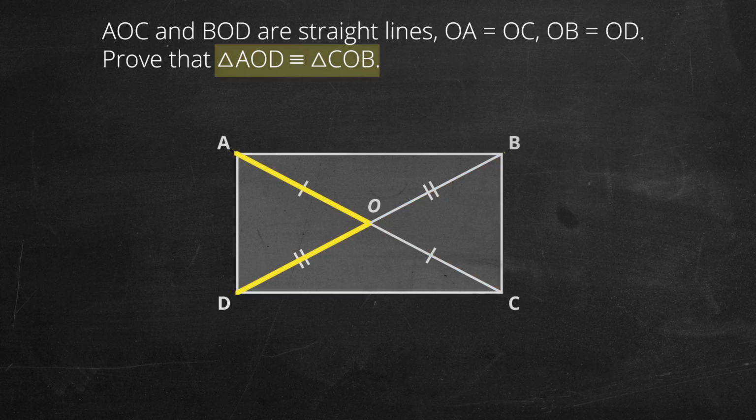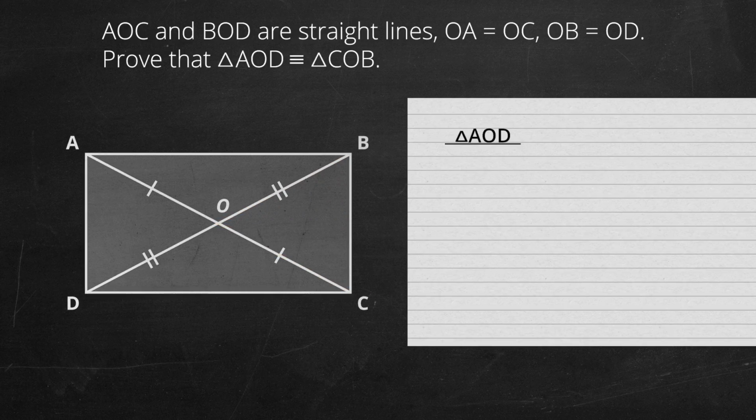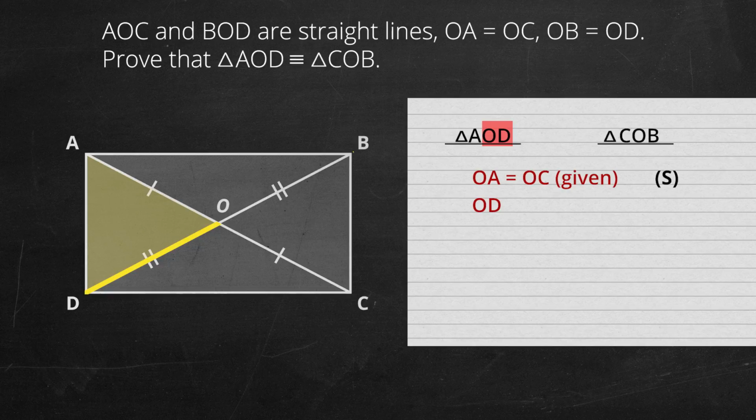Notice that we are only given information about two sides in each triangle. So first, let's write down what we know of each triangle. We are given that the length of OA in triangle AOD is equal to the length of OC in triangle COB. We are also given that the length of OD in triangle AOD is equal to the length of OB in triangle COB. We only have information about two sides in each triangle, but we need one more piece of information, either about the last side or the angles, to be able to prove the triangles are congruent.